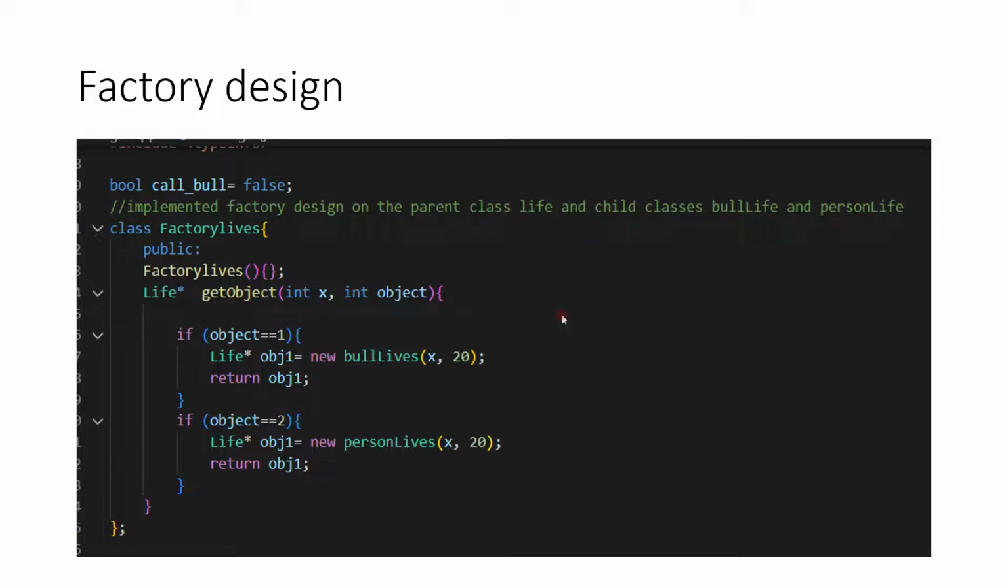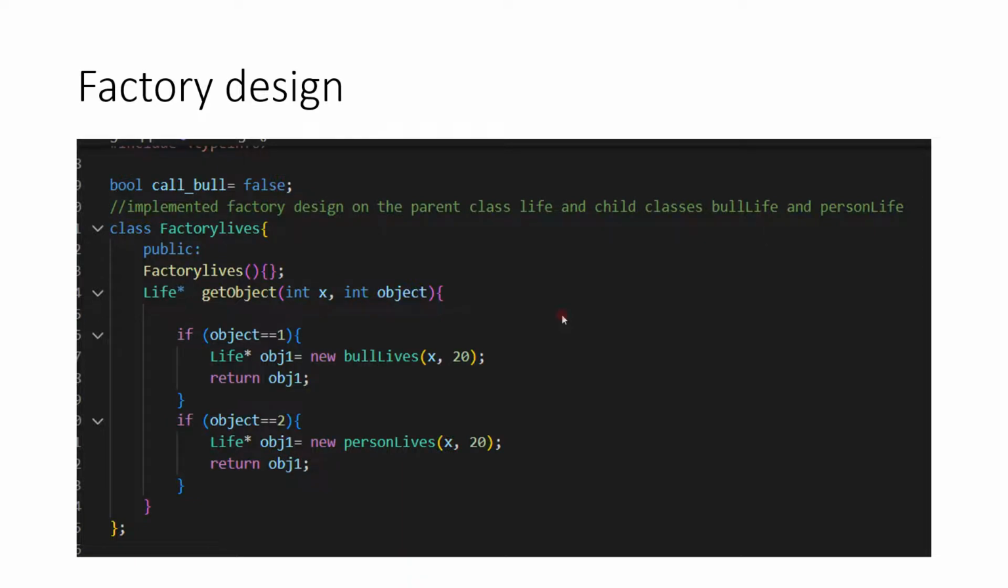So as you can see over here, we had made a class factory lives, which the main purpose of this factory life was to create the lives according to whatever object was being passed in the function. And if the integer was 1, then it will create bull lives. If the integer was 2, it will create person lives and display them on the screen.